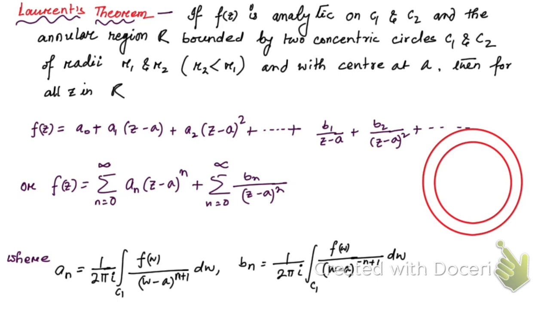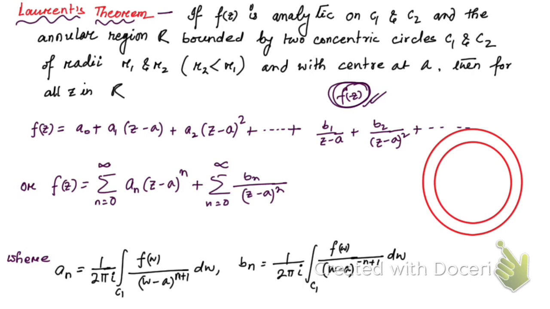Now you see, this theorem is required to expand a function f of z about a point where f of z is not analytic. When we expand a function using Taylor series, we expand f of z about a point where it is analytic. In that case, we use Taylor's theorem.